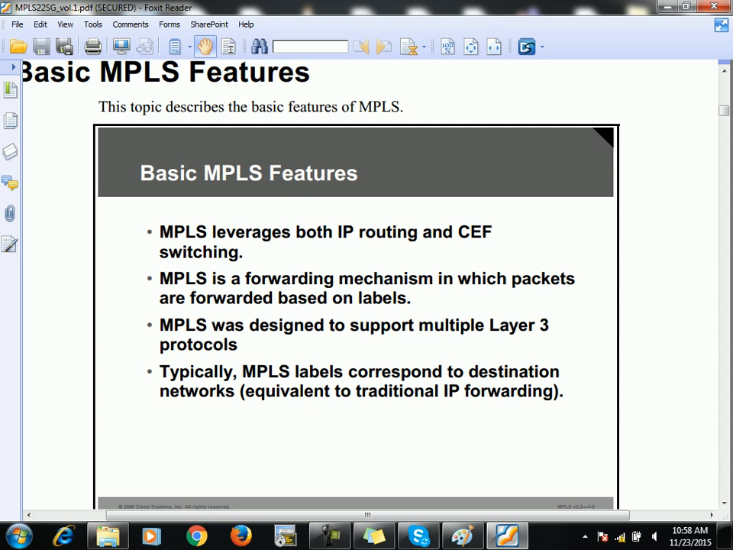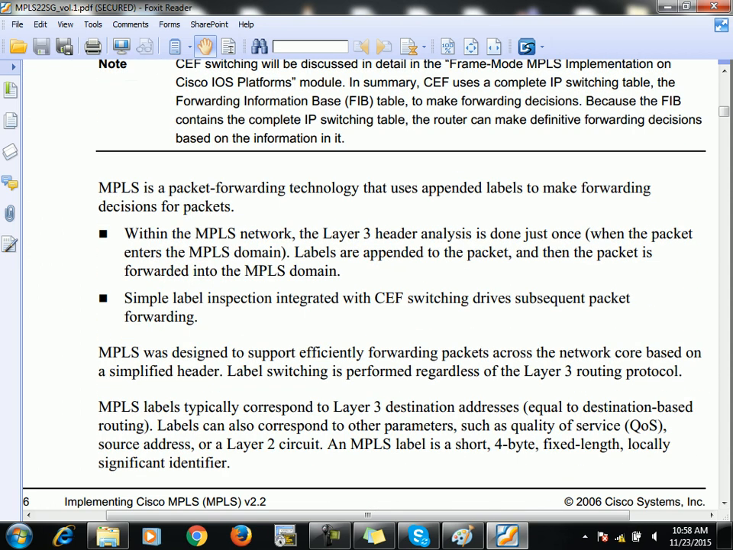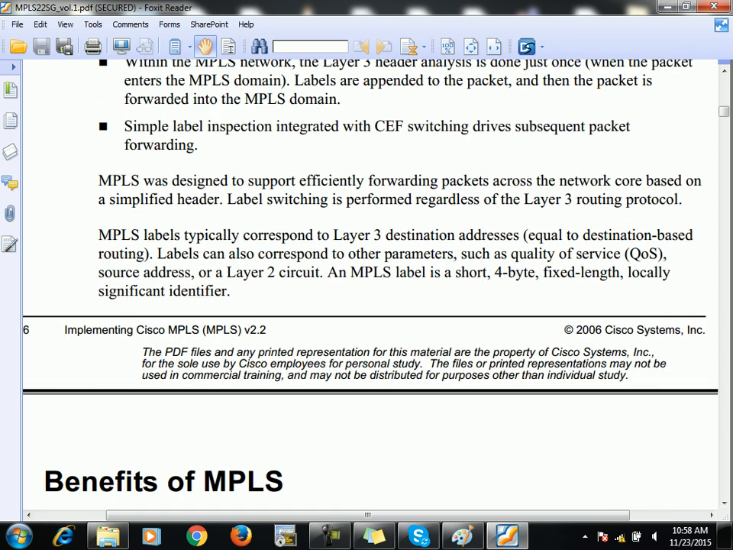MPLS leverages both IP routing and CEF switching. MPLS is a forwarding mechanism in which packets are forwarded based on labels. MPLS was designed to support multiple layer 3 protocols. That is why we call it multi-protocol label switching. Typically, MPLS labels correspond to destination networks, equivalent to traditional IP routing, right? CEF is mandatory for it. Without CEF, it is not possible to use MPLS.